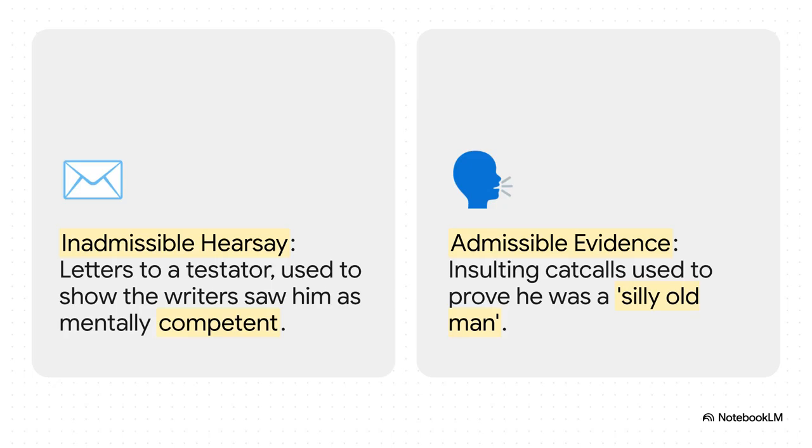The logic was, hey, people wouldn't write these complex letters to a man unless they believed he was competent. The court said, nope, that's hearsay. Why? Because you're using the letters to prove the truth of the writer's implied belief in his sanity. Mind-bending, right? But then get this, evidence that local kids used to shout "silly old man" at him was allowed in to show he had a reputation for being of unsound mind. The court called those insults simple verbal acts, a very, very fine distinction.